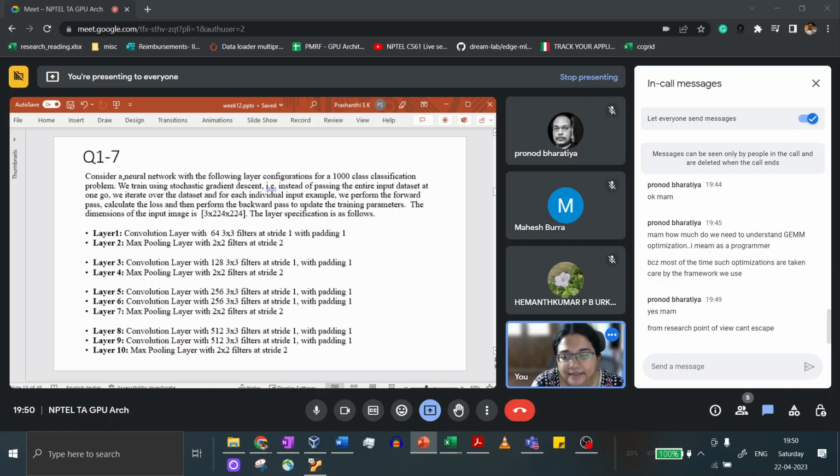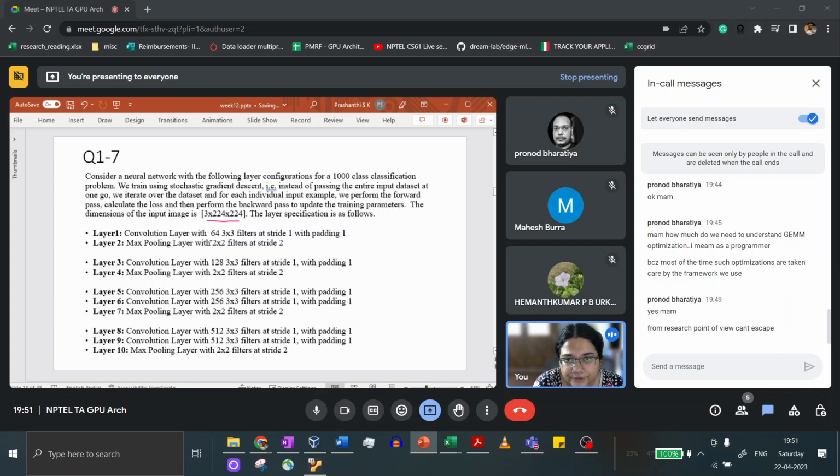So this says, consider a neural network with the following layer configurations for a 1000 class classification problem. We train using stochastic gradient descent. Instead of passing the entire input dataset at one go, we iterate over the dataset, and for each individual input example, we perform the forward pass, calculate the loss, and then perform the backward pass to update the training parameters. The dimensions of the input image is 3 cross 224 cross 224. The layer specification is as follows.